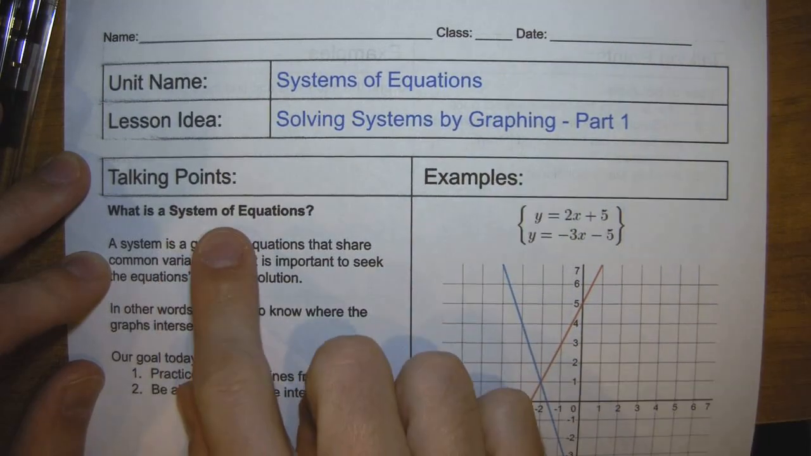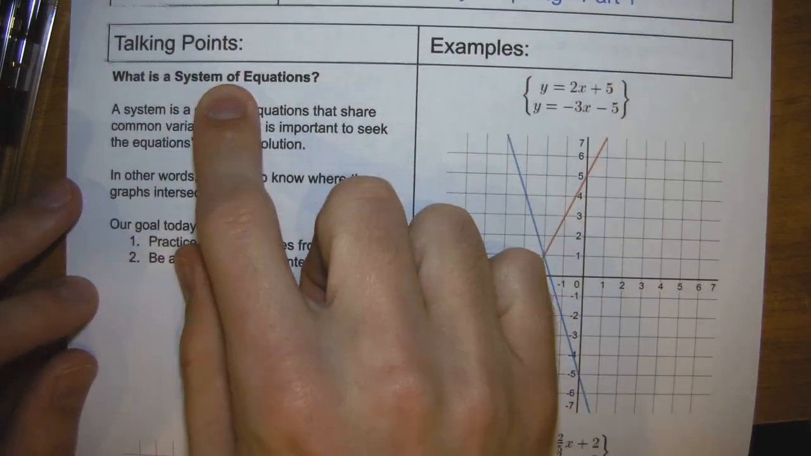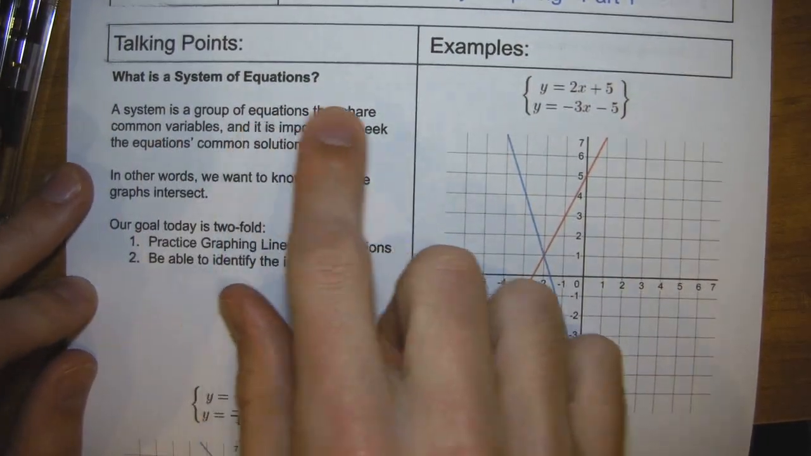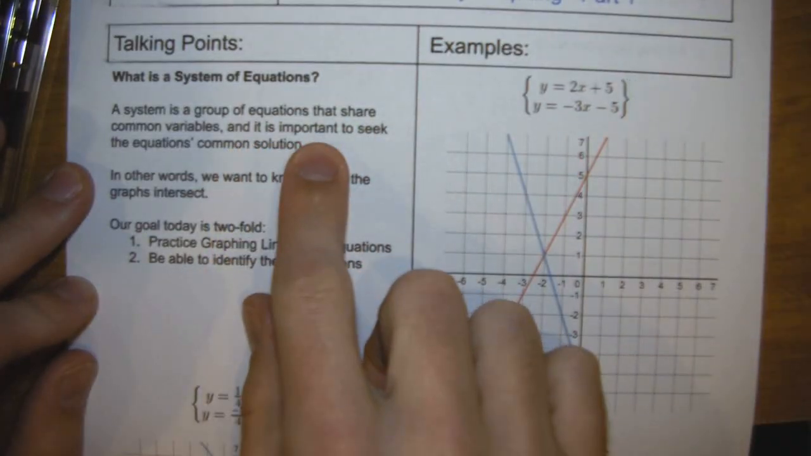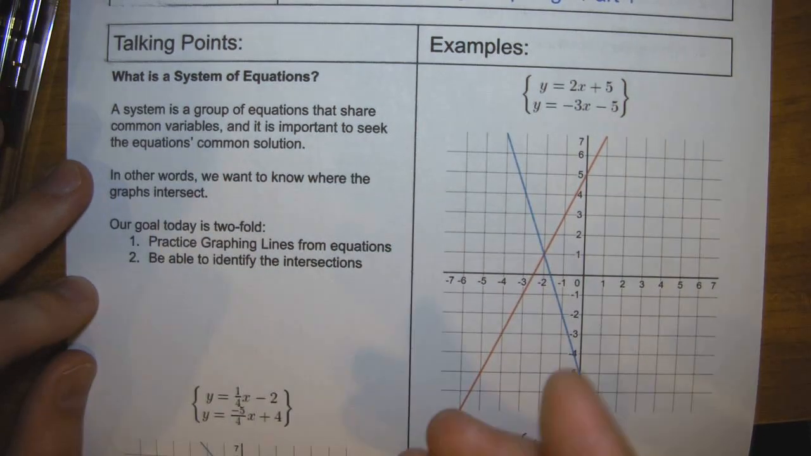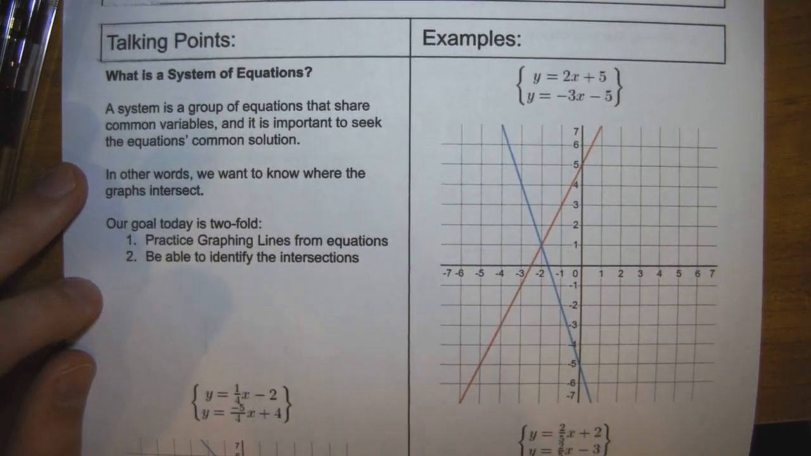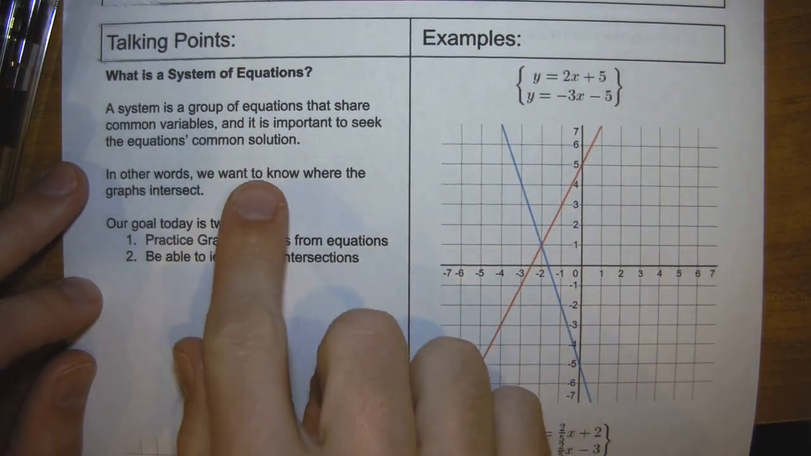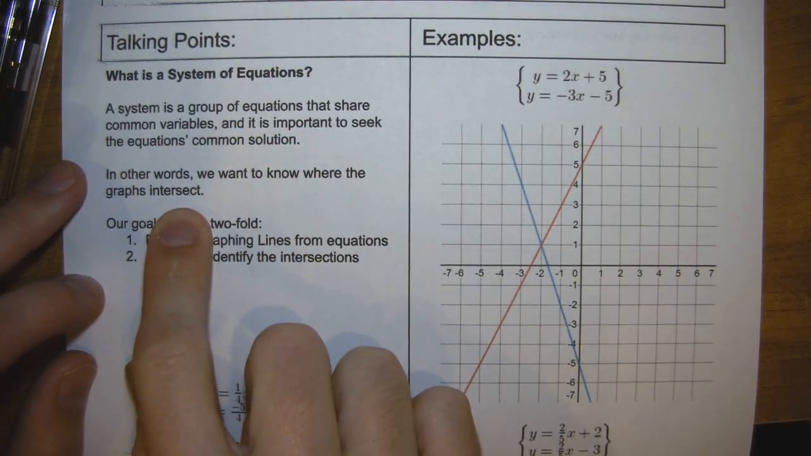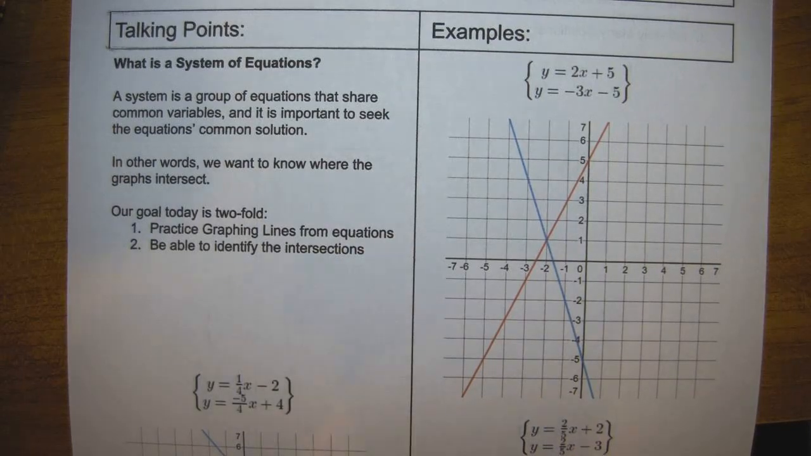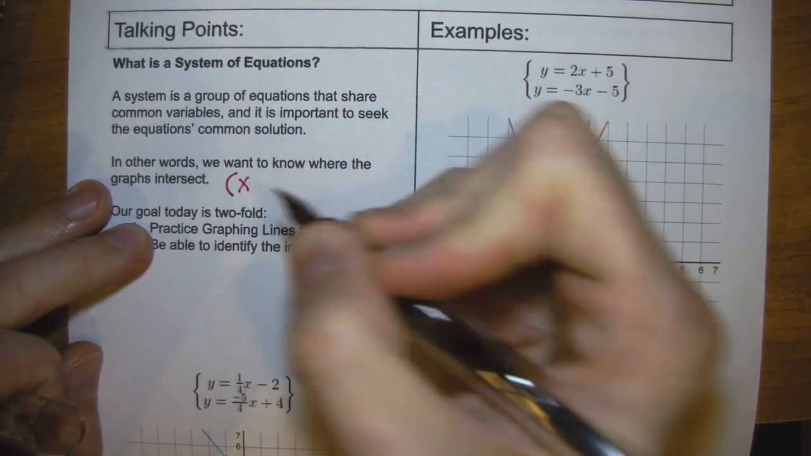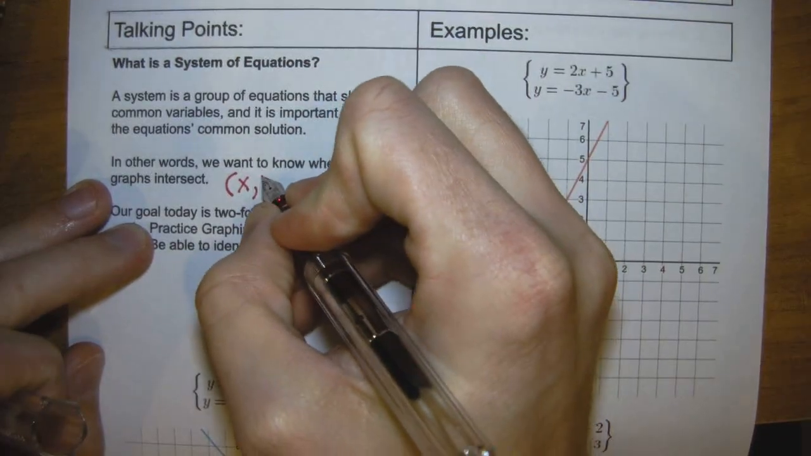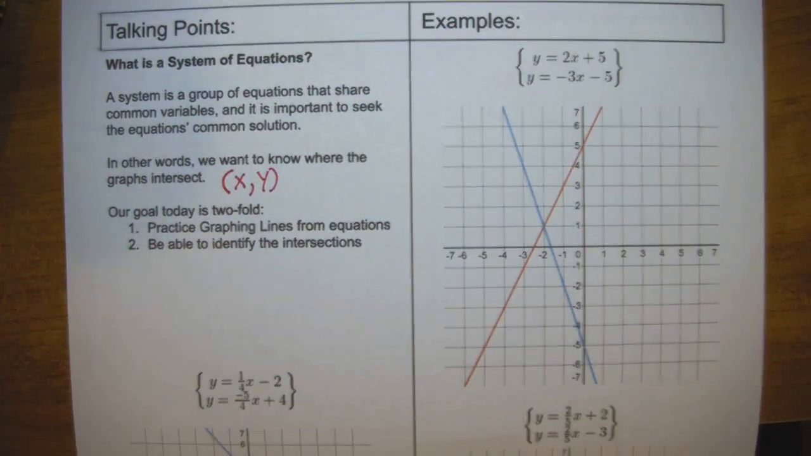Well, before we get too far into it, what in the world is a system of equations? Simply put, a system is a group of equations that share a common set of variables, x's, y's, whatever, and it's important to seek those equations' common solution. So what we want to know, basically, is where the graphs intersect. Remember, all points of intersection on a grid like this will be an ordered pair. Our first number will be the x-coordinate. Our second number is the y-coordinate.